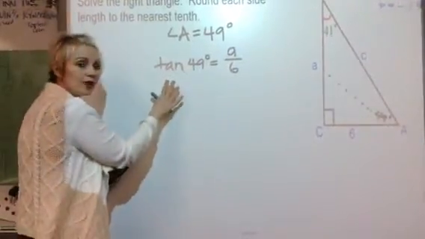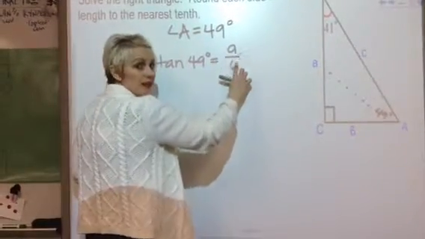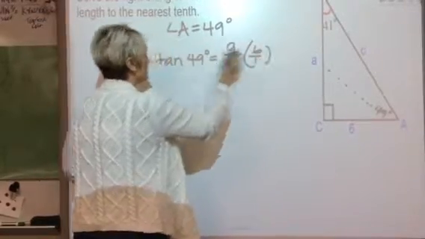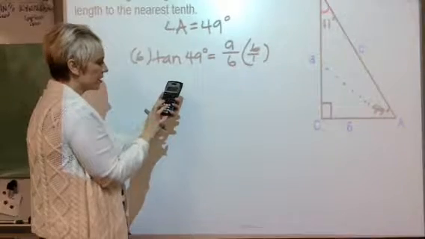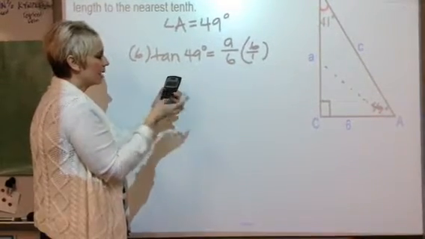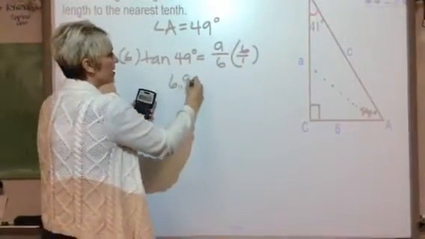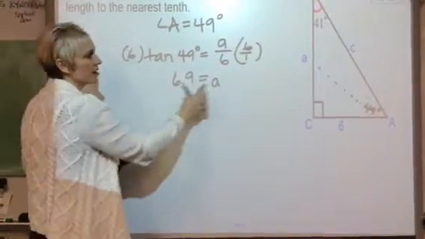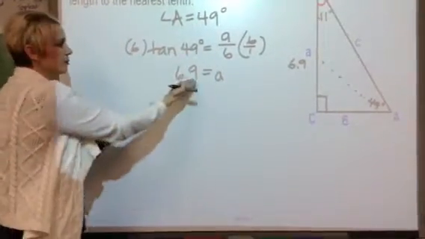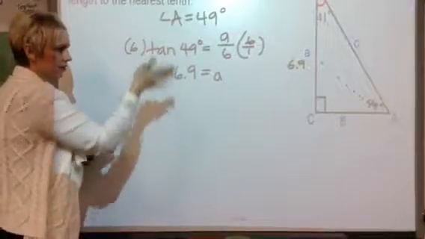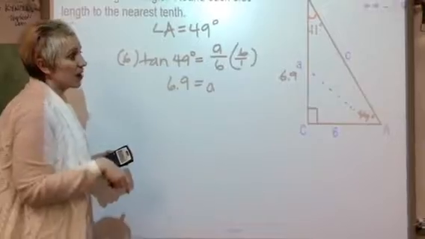To solve for A, I can do the opposite of dividing by 6, which is multiplying by 6. On my calculator, if I take tangent of 49 and multiply that times 6, I get about 6.9. So I know that the side at angle A is about 6.9. You should be able to round to the nearest tenth on the lengths of your sides. So now I just need to find the hypotenuse C.